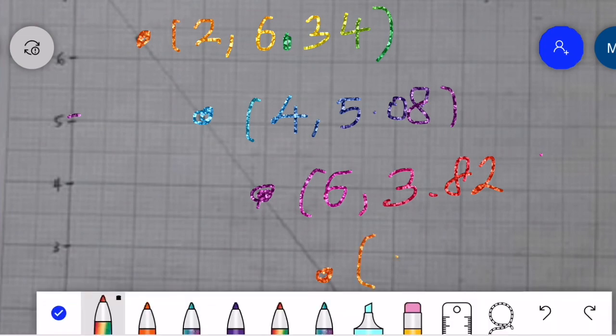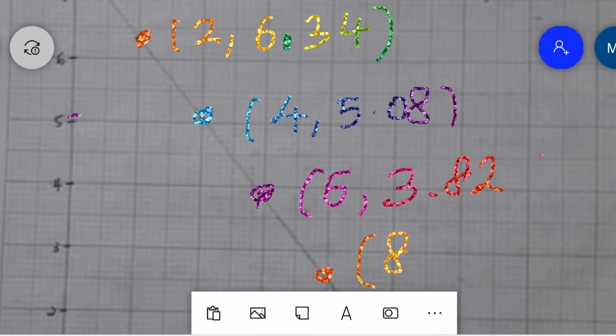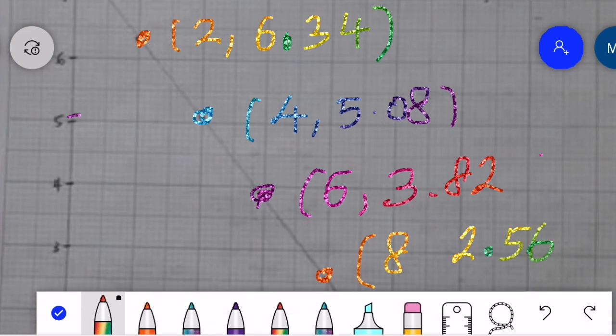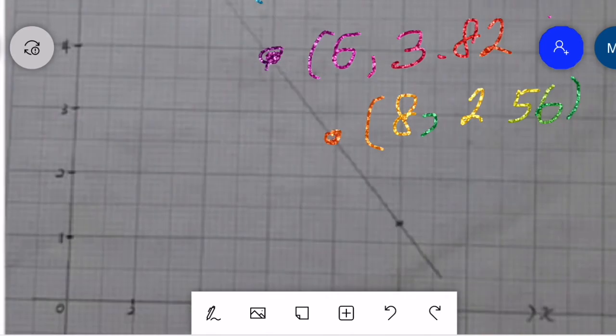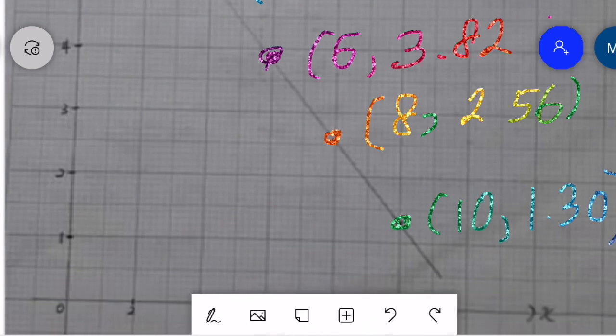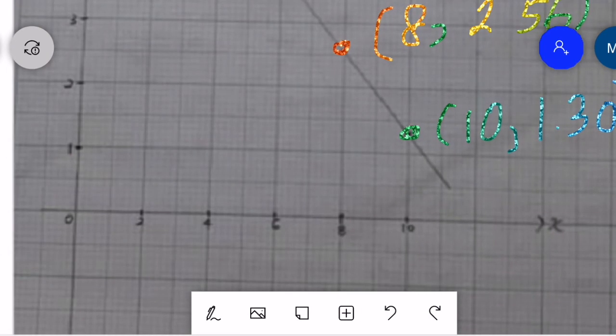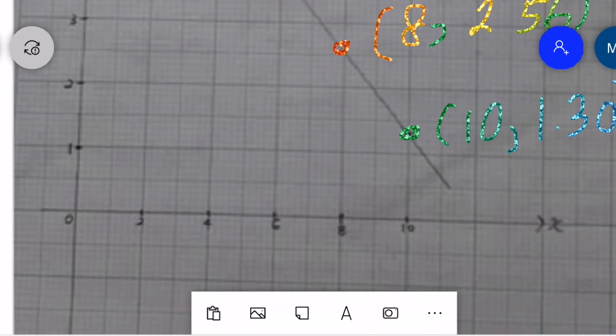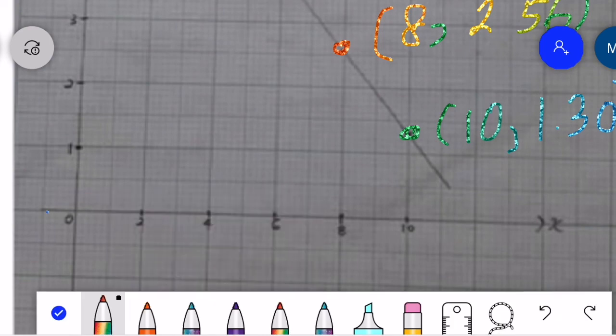So we have point 6 and 3.82, right? Alright, so you make sure you double check the points. Alright, the points must be accurate first. So I actually advise you to go through the points and label like this. So 8, 2.56, so that you are focused on that point and then you won't make careless mistakes, you see. And the last point is 10 and 1.30. Alright, and label all the x's.